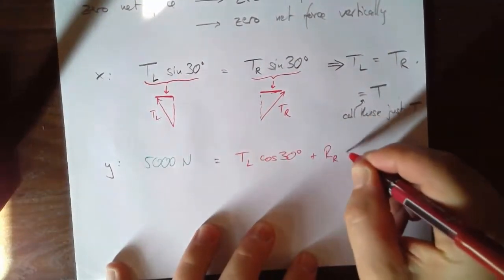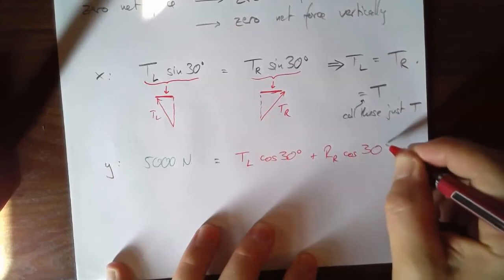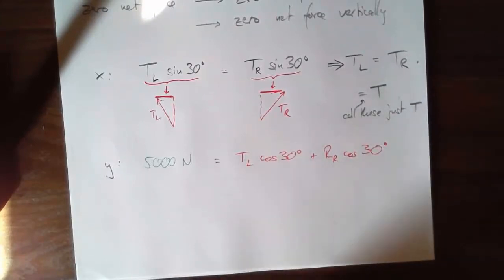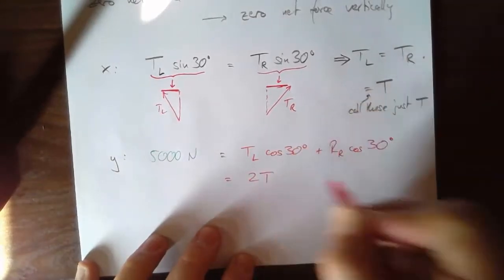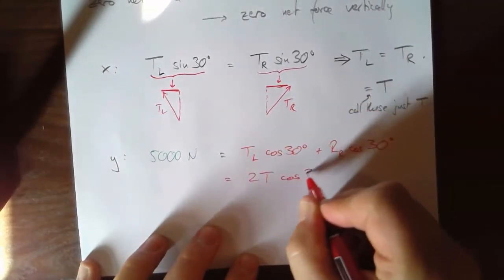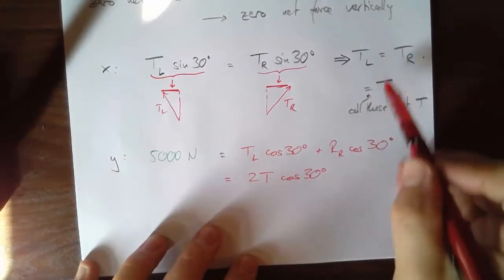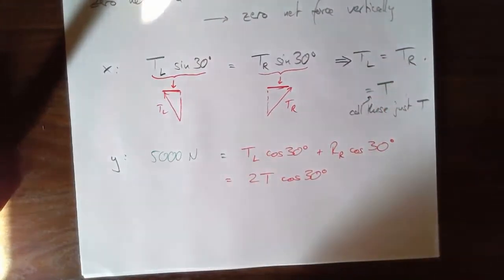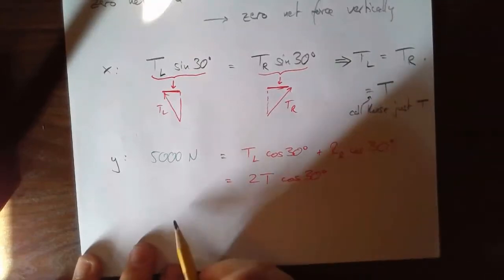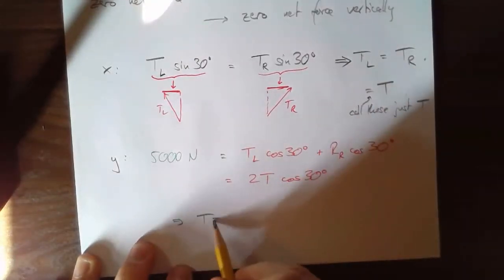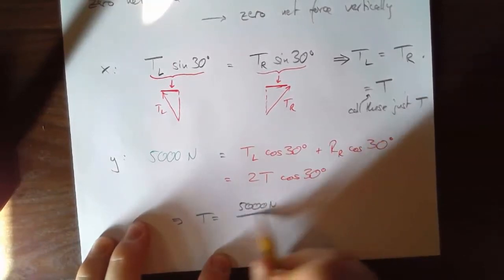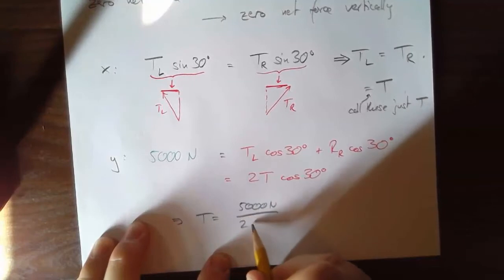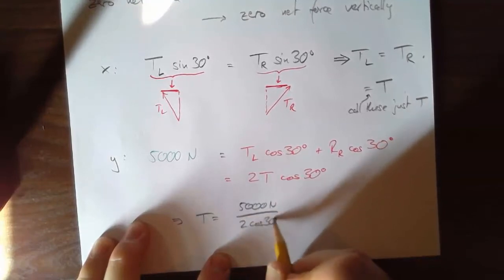Plus TR cosine 30 degrees. Now those are the same. So I can just write this is 2 times T cosine 30 degrees, right? Because TL is T, TR is T, they're all one and the same. So that means I can now solve it fairly straightforwardly. So T is going to be equal to 5,000 newtons divided by 2 times cosine 30.